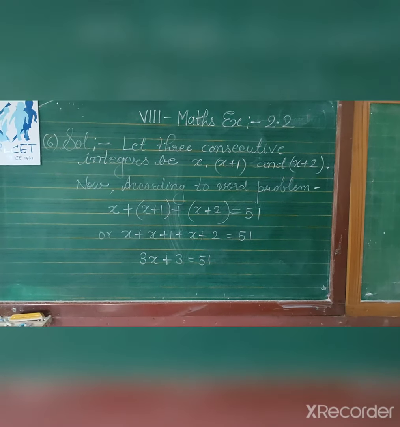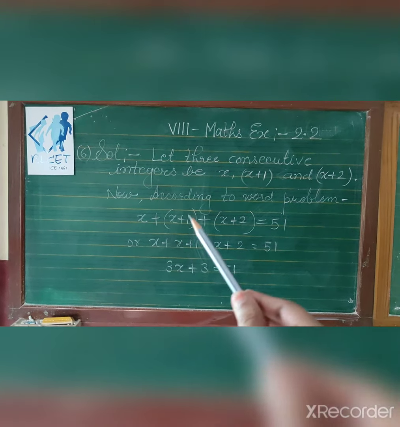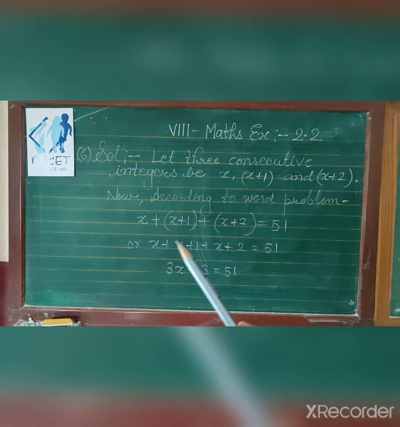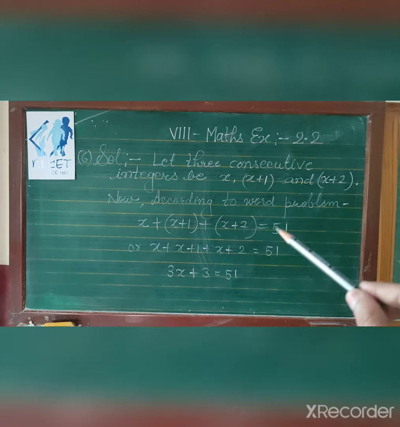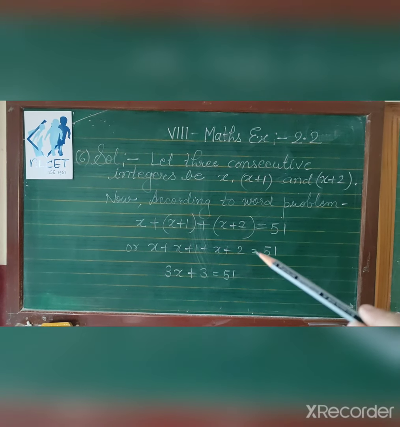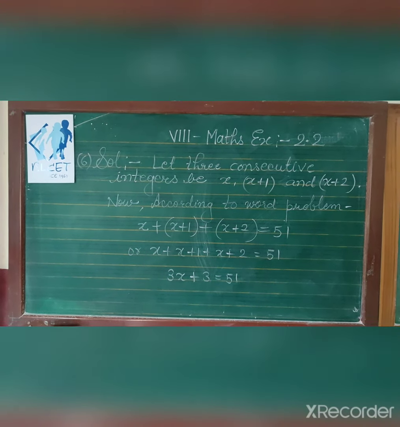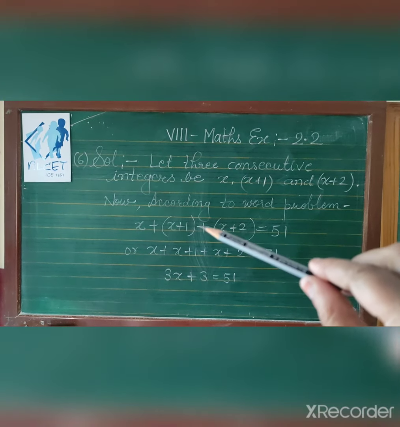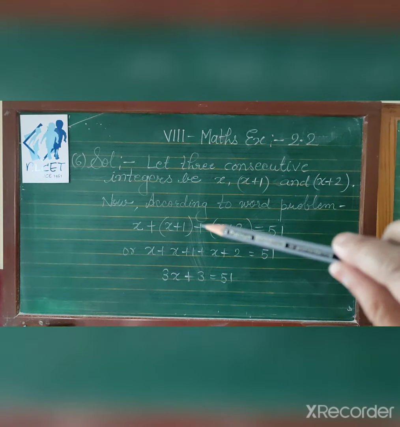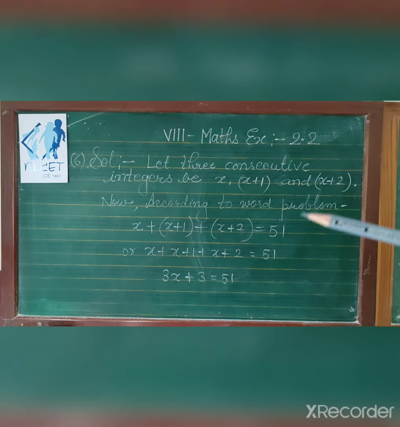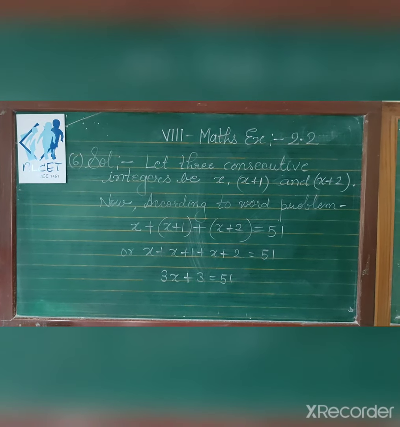Now according to word problem, when you will add these three integers, you will get answer 51. Open the bracket, x plus 1 plus x plus 2, x, 3x plus 1 plus 2, 3x plus 3 equal to 51. Then you can find by now linear equations in one variable. Now you will calculate the value of x, and first integer will be this. Then second integer x plus 1 equal to whatever value you are getting, you will put here, and third integer x plus 2 is equal to whatever value of x you will put in place of x, and third integer you will get.